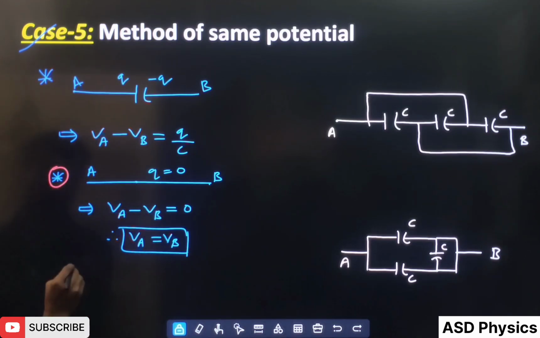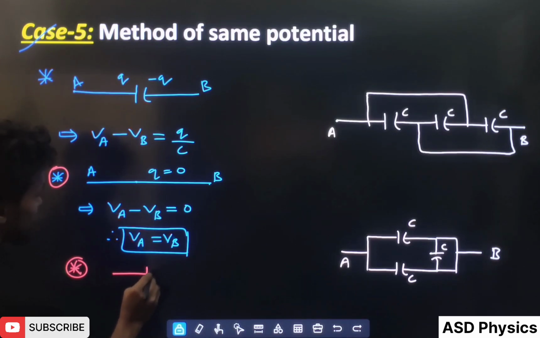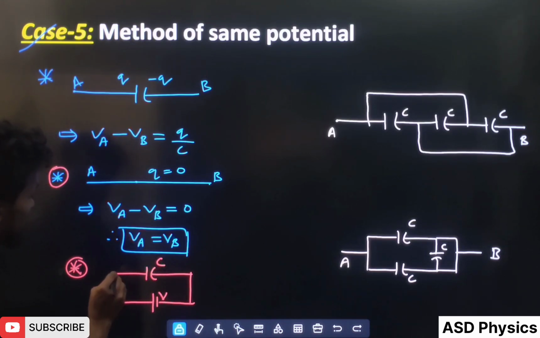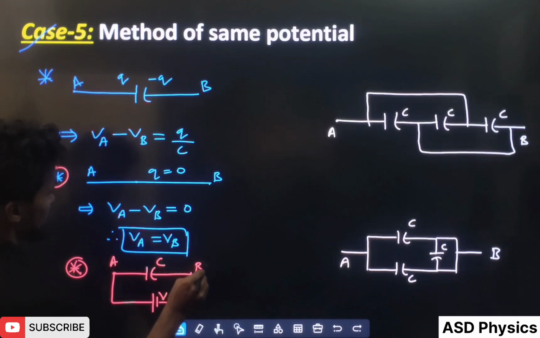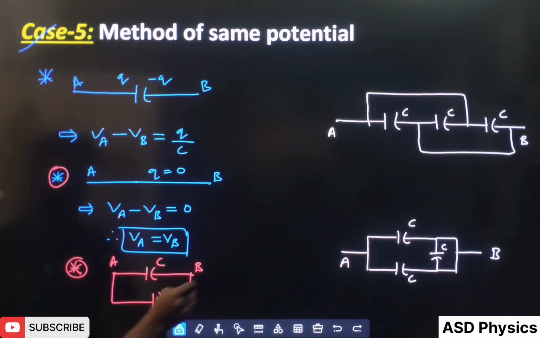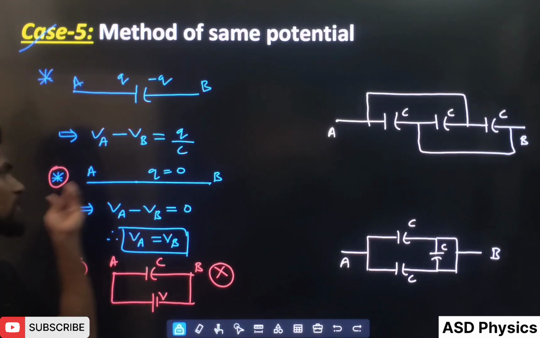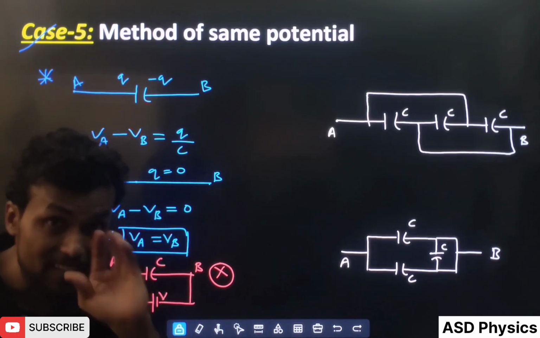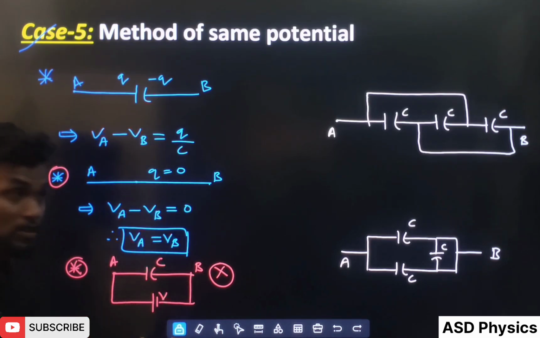Now this concept we can use, but we can never use the concept in some cases. Let's take the case where this capacitor is directly connected to this battery here. We can't tell that A and B are at the same potential by the same method here. Here this method will fail. So remember that whenever two points are directly shorted, the potential at points A and B will be the same. But we cannot directly apply this to the battery here.